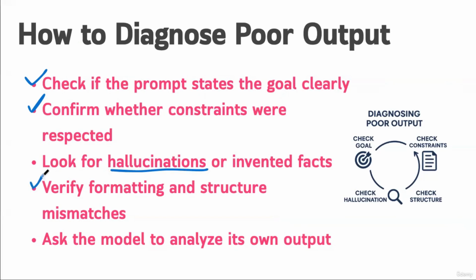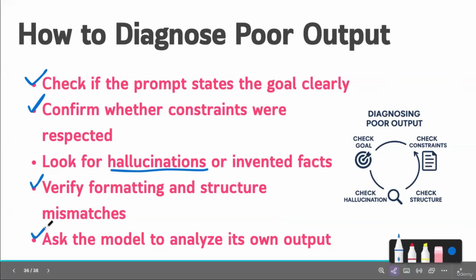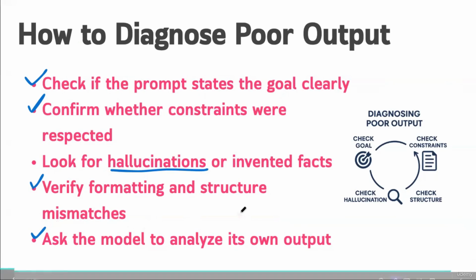Then check the structure as well. Did the model produce the output format you asked for? You can even ask the model directly what part of the prompt may have caused confusion. This is one of the fastest ways to self-debug.